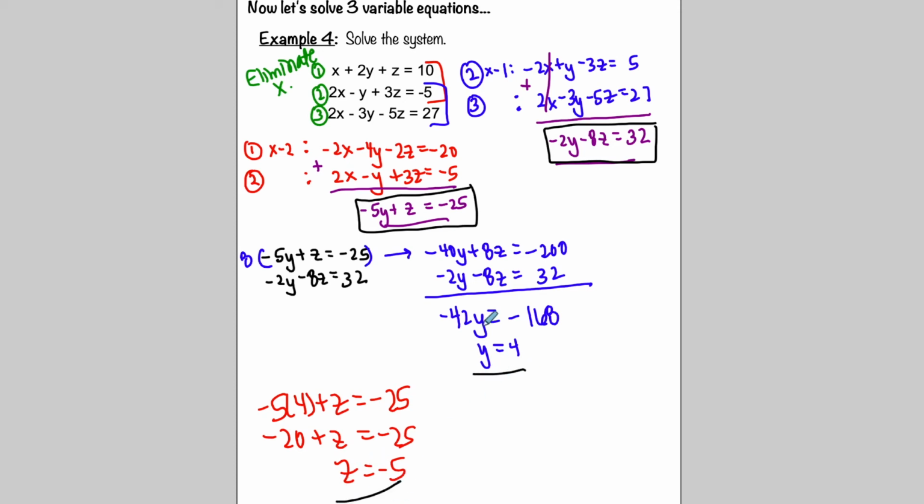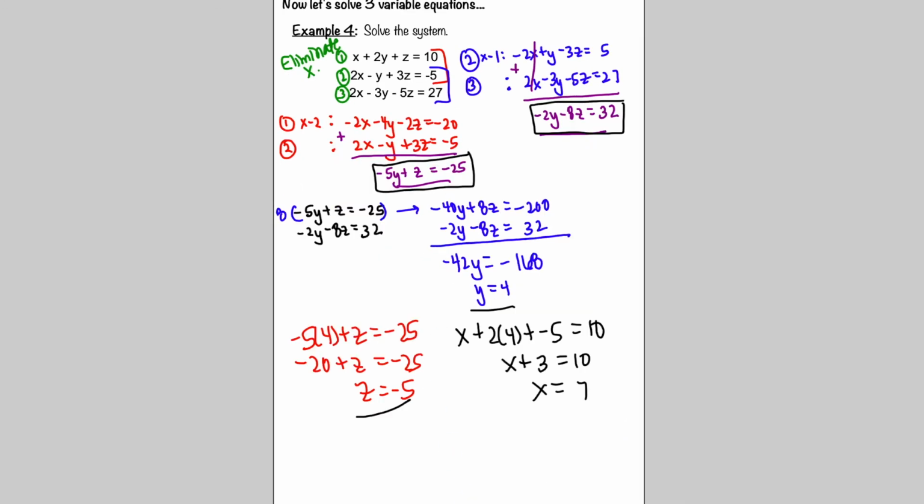Now I have z and y. I'm going to one of the originals, it doesn't matter which one, to solve for x. I'm going to take the top one. So I get x plus 2 times 4, plus my z, negative 5, equals 10. This would be 8 minus 5, so 3, equals 10. So x is equal to 7. Finally, I would write my answer as an ordered triple: x, comma, y, comma, z. So my x value is 7, my y value is 4, and my z value is negative 5.